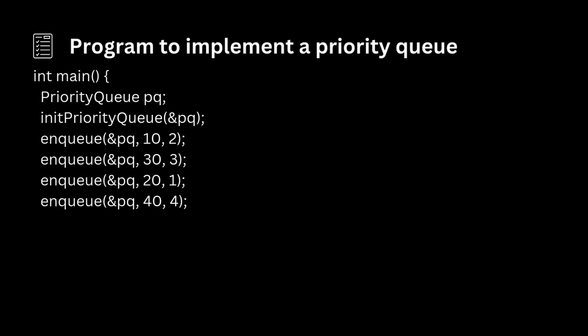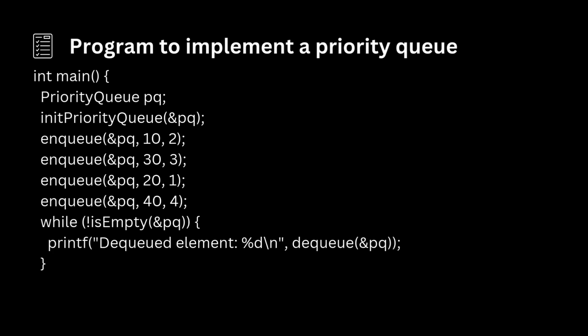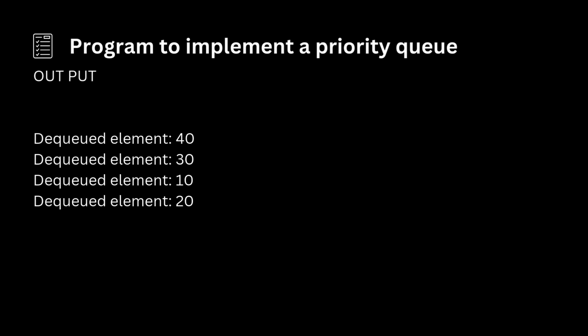Here the main function demonstrates the usage of the priority queue. Priority queue PQ declares a priority queue. Init priority queue ampersand PQ initializes the priority queue. These lines insert the elements into the priority queue with specified data and priority. This dequeues the elements from the priority queue and prints them until the queue is empty. Returns 0 to indicate successful execution of the program.